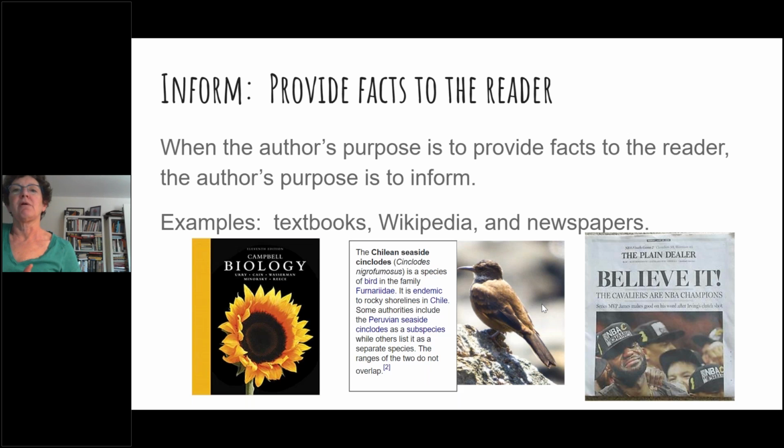Some examples of informational texts are textbooks, encyclopedias like Wikipedia, and newspapers. So these are all situations where the author is trying to help us understand something. It's providing us information that we don't know, so that we are better able to understand a situation or a topic. It's full of facts.